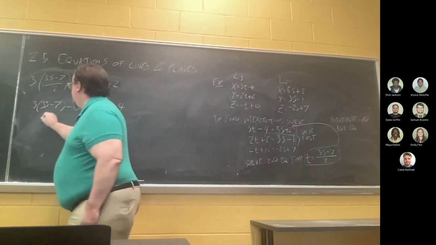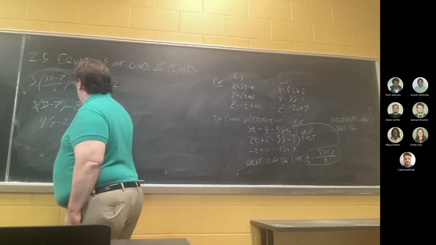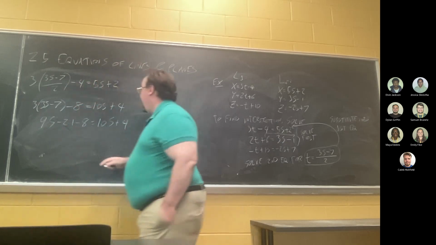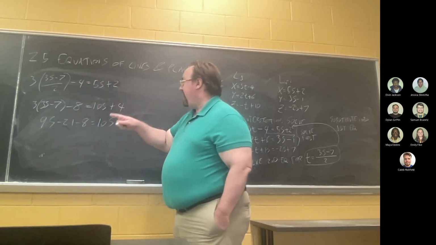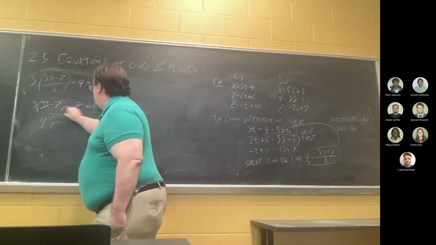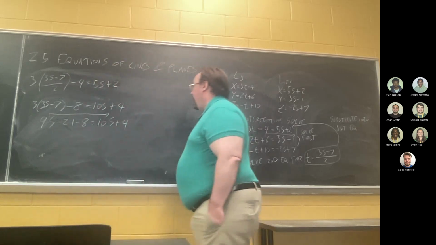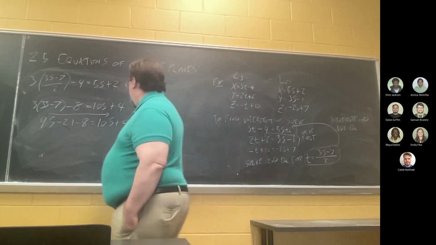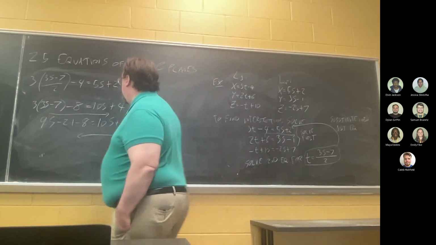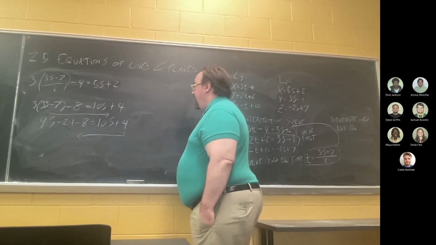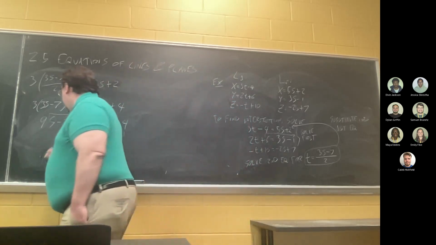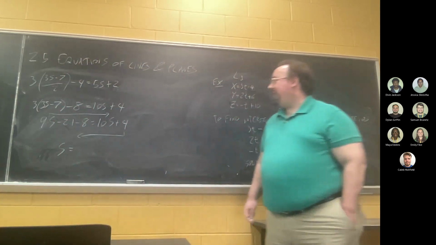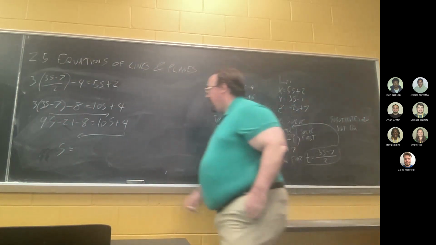So now I have 9s minus 21 equals 8s plus 4. And now I have 10s on the right side, 9s on the left side. I need to move a 9s over there. And then this 4, I'll move over to the left side. And a value of s will pop out. Anyone tell me what it would be? 33. Yes, minus 33.